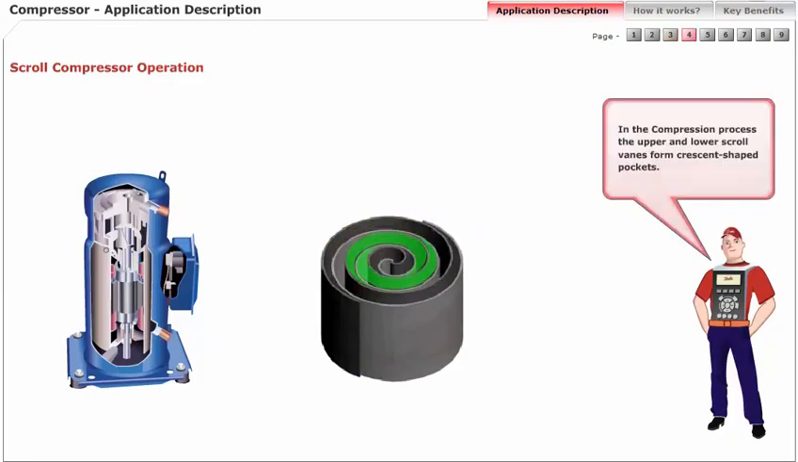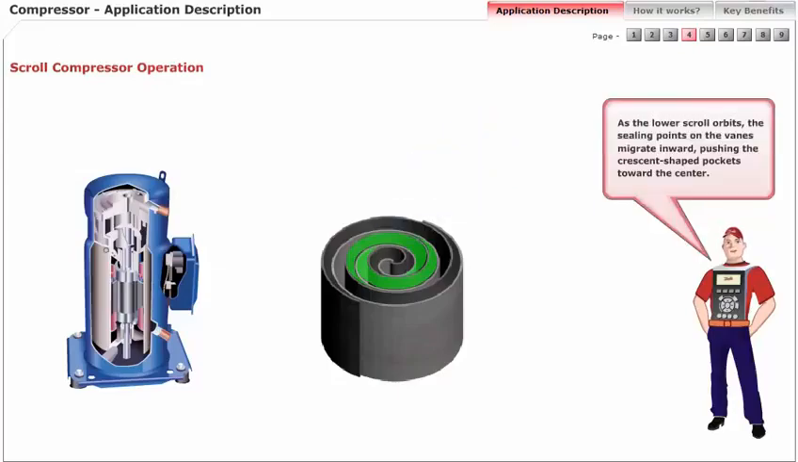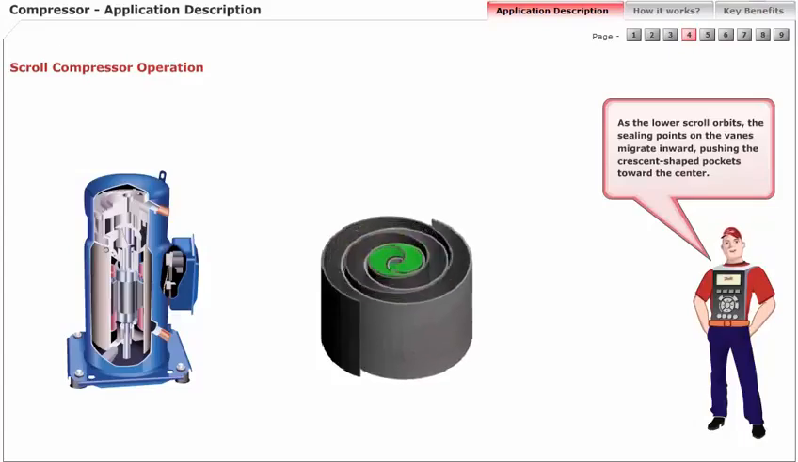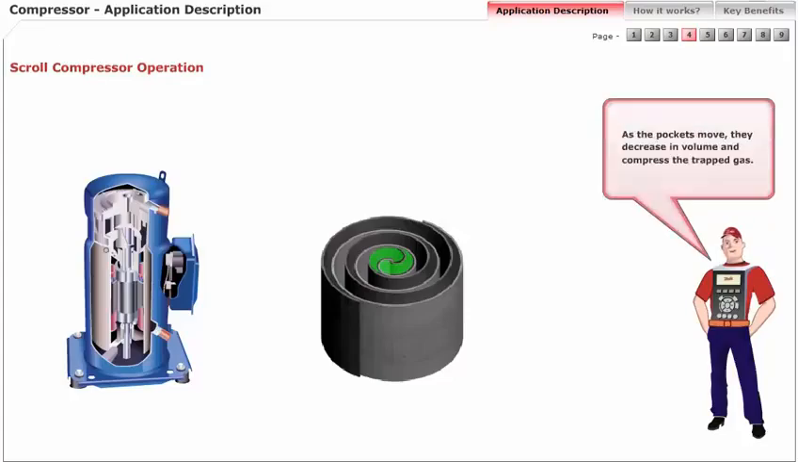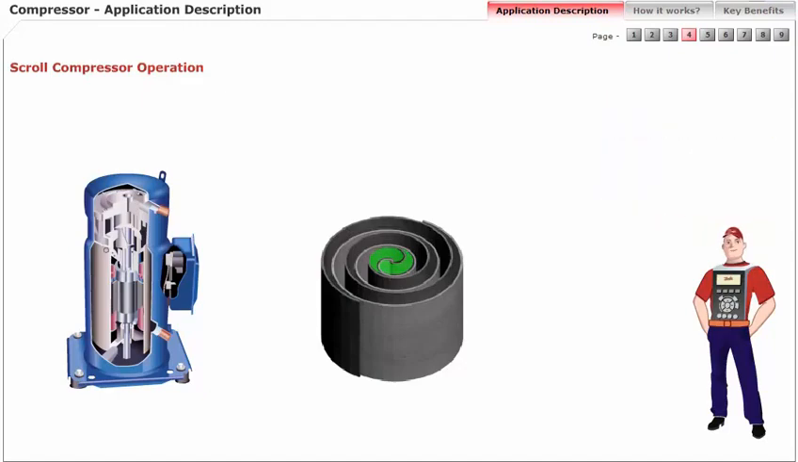In the compression process, the upper and lower scroll vanes form crescent-shaped pockets. As the lower scroll orbits, the sealing points on the vanes migrate inward, pushing the crescent-shaped pockets toward the center. As the pockets move, they decrease in volume and compress the trapped gas.